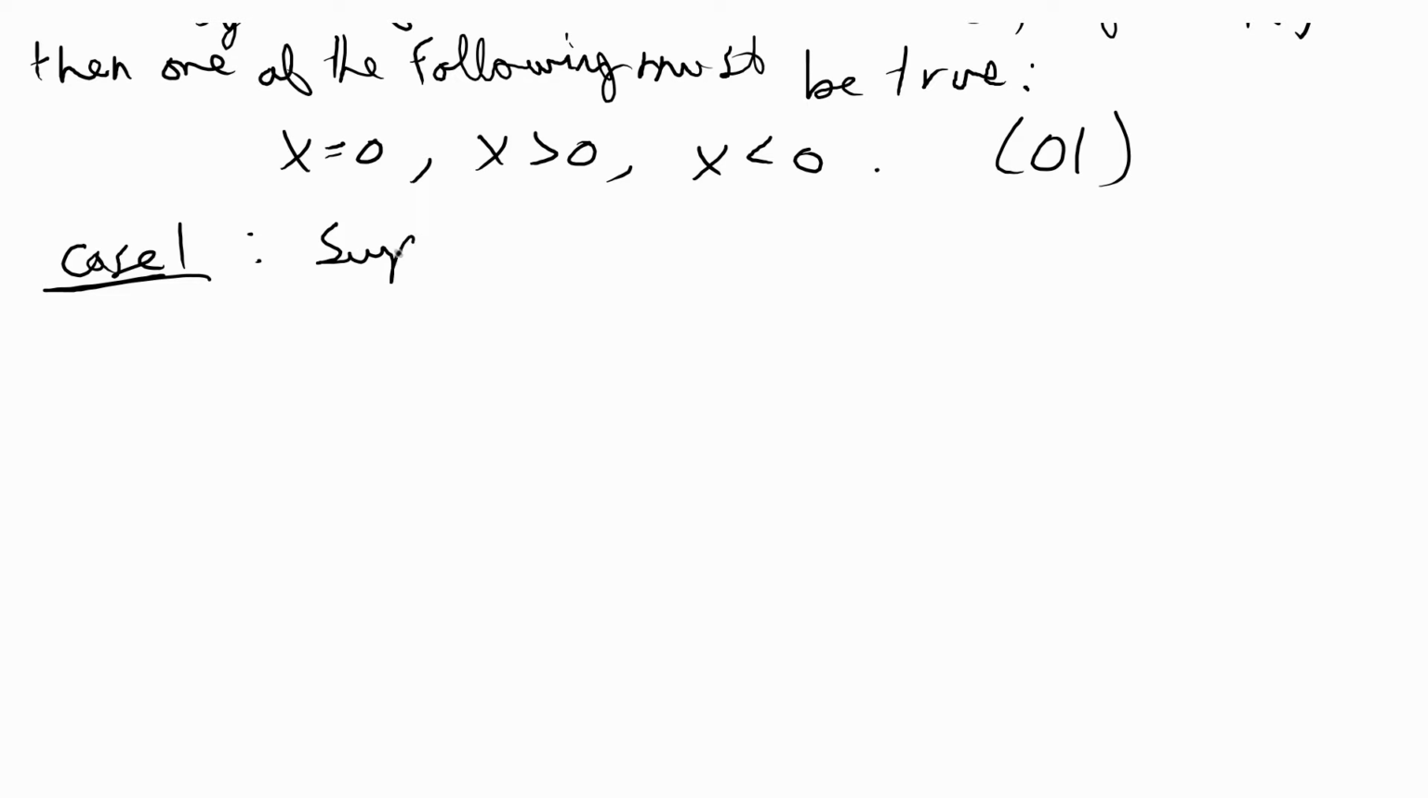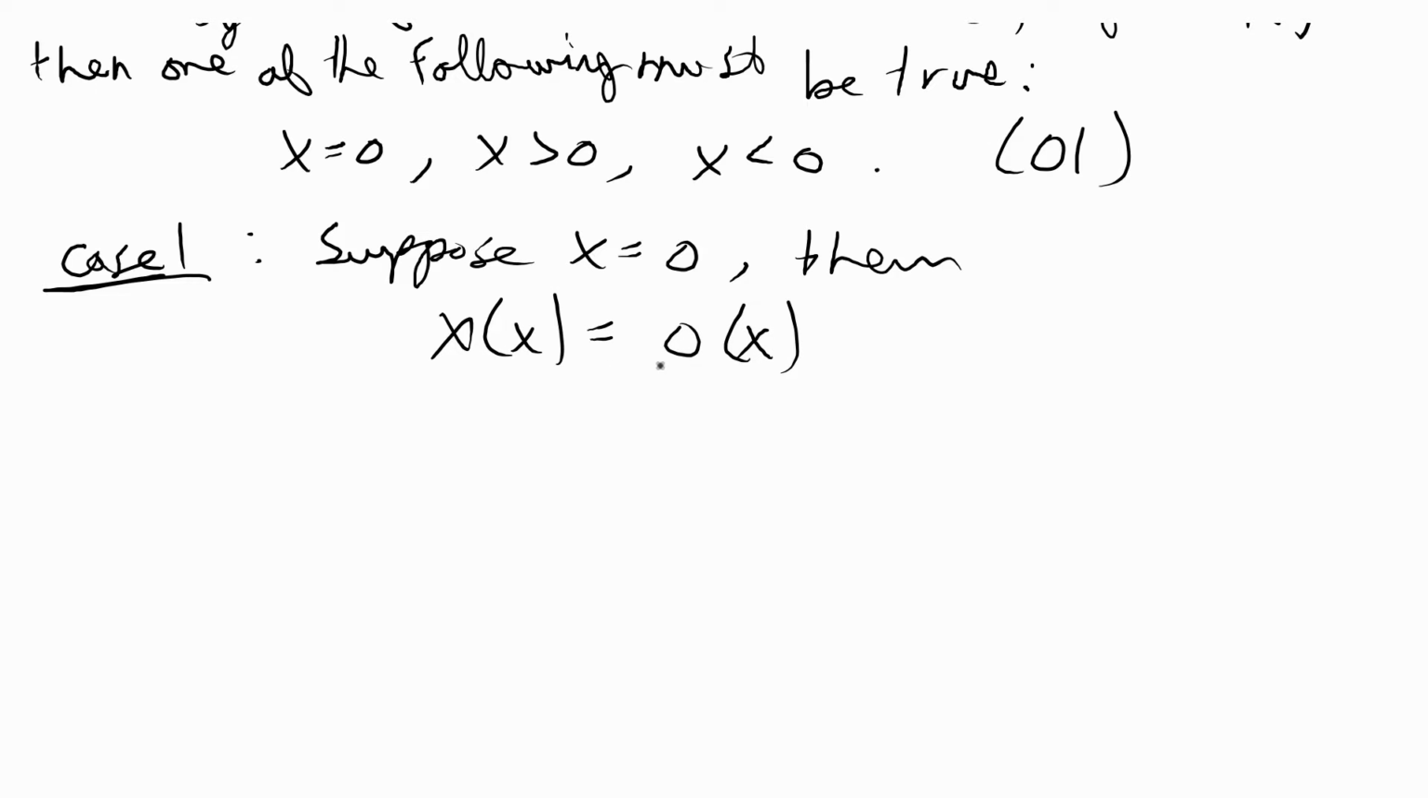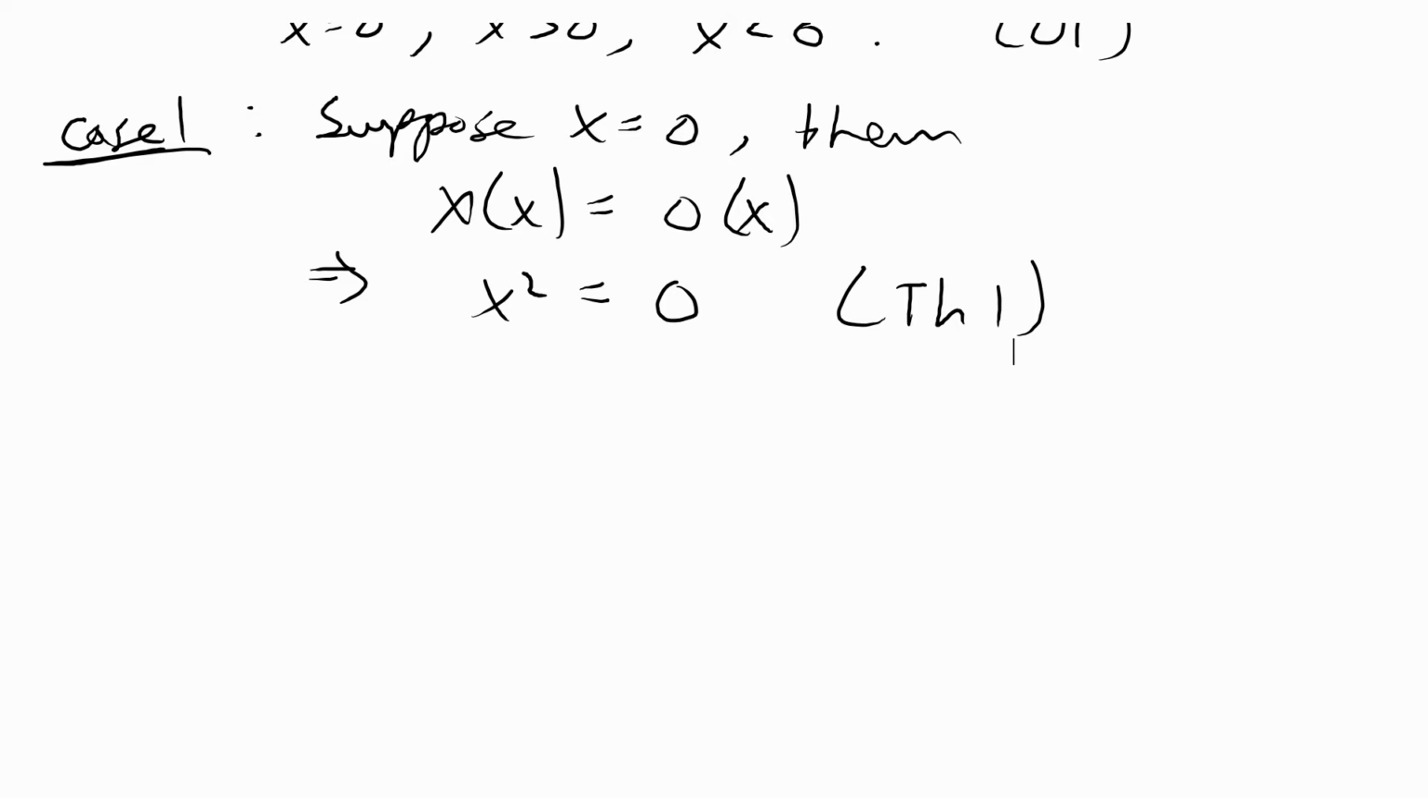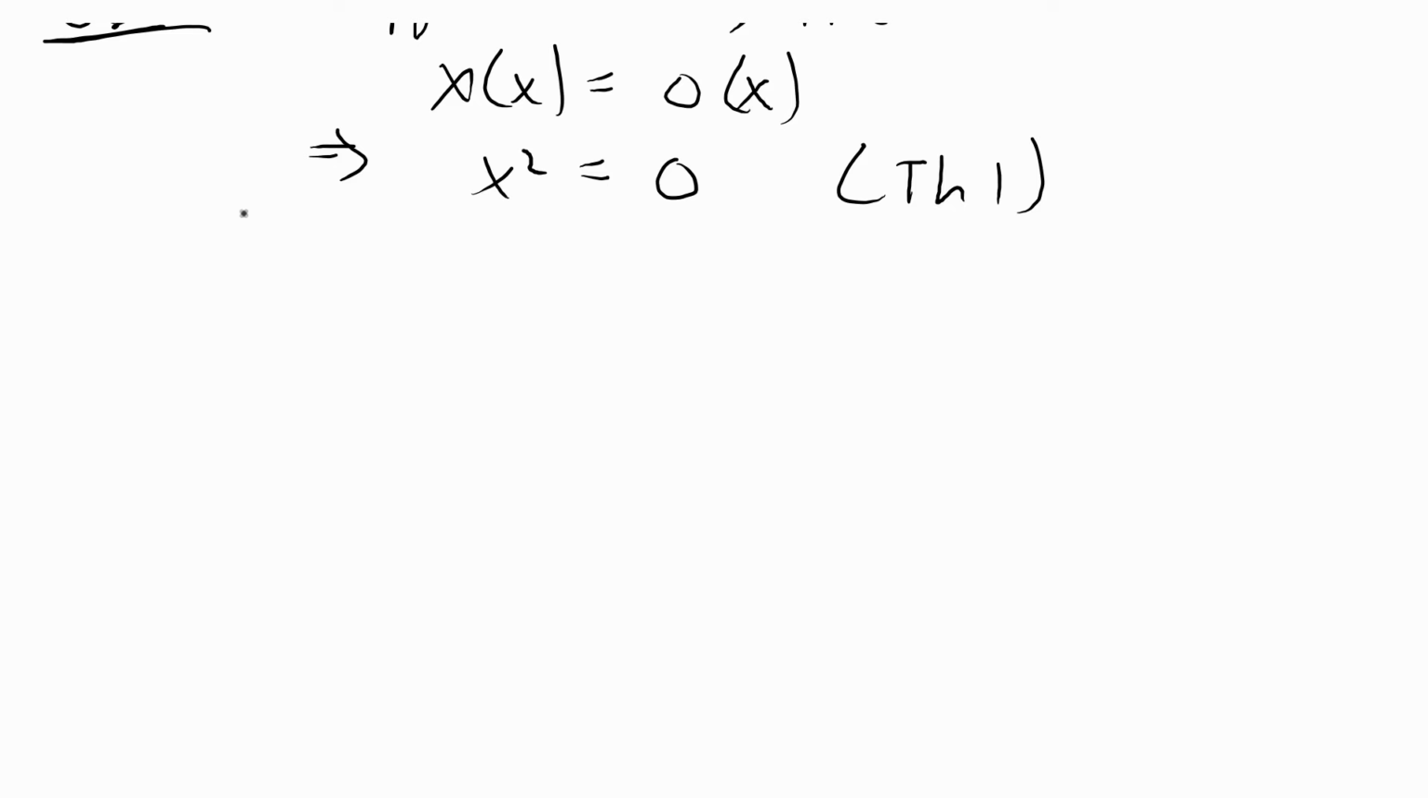So I wrote case 1. Suppose x is equal to 0, then x times x is equal to 0 times x, which is equal to x squared is equal to 0. And this is by theorem 1 if you need to write a proof for that. So theorem 1 says if u is in R, then u times 0 is equal to 0, which is equal to 0 times u. So, any real number times 0 is 0, basically. So we proved that if x is 0, then x squared is equal to 0.